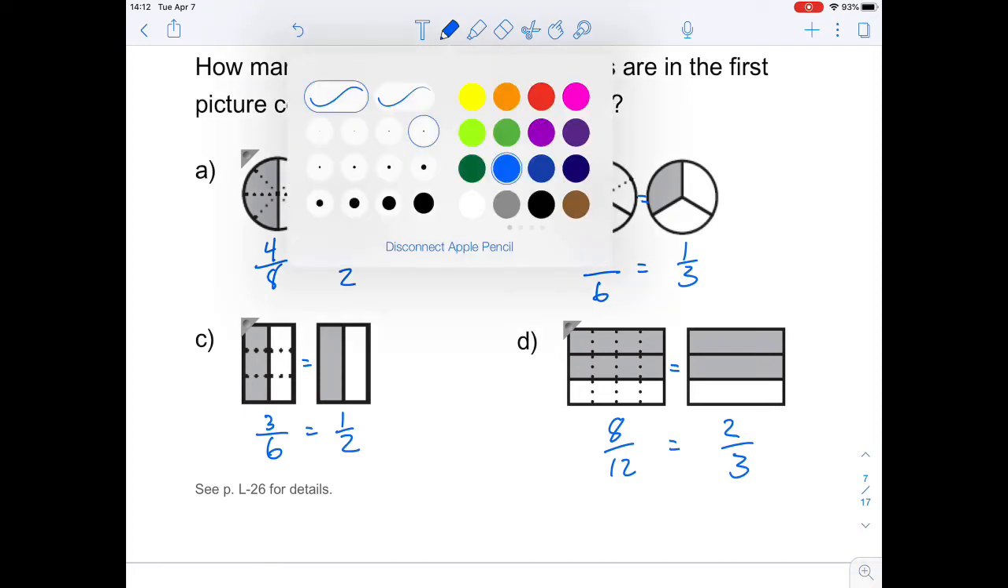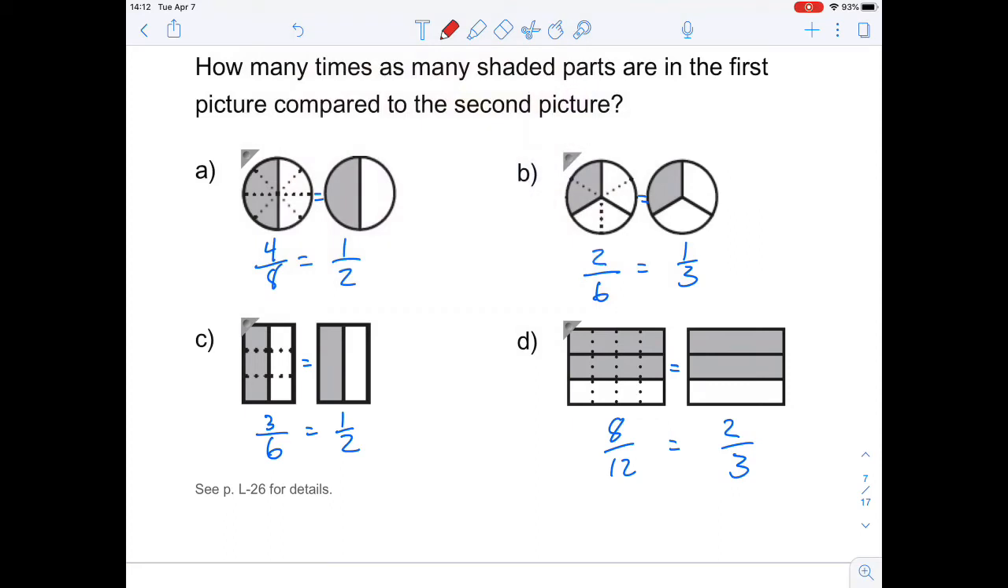So now we're just looking at the numerators. How many pieces are shaded? So from 1 to get to 4, you multiply by 4. So 4 times as many are shaded. Here, it's 2 times as many are shaded. Here, 3 times as many are shaded. And for D, it's 4 times as many are shaded.